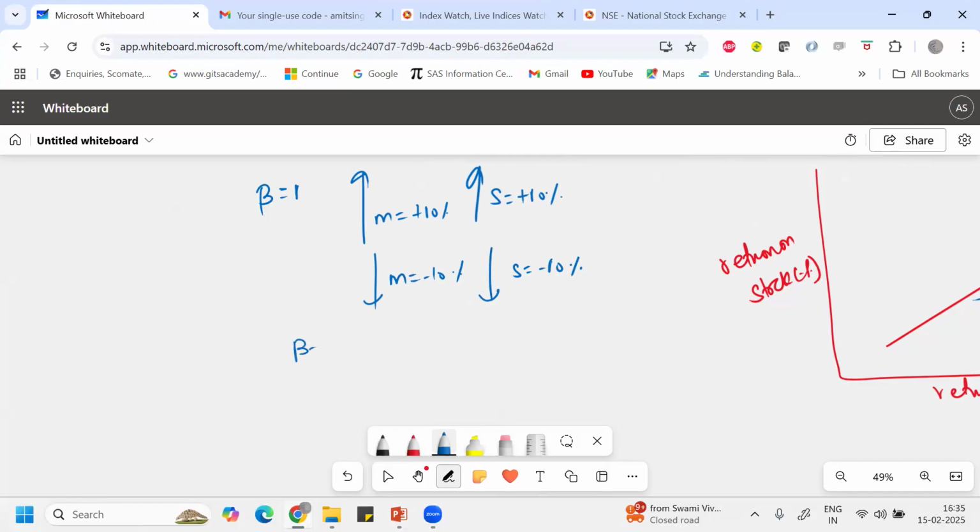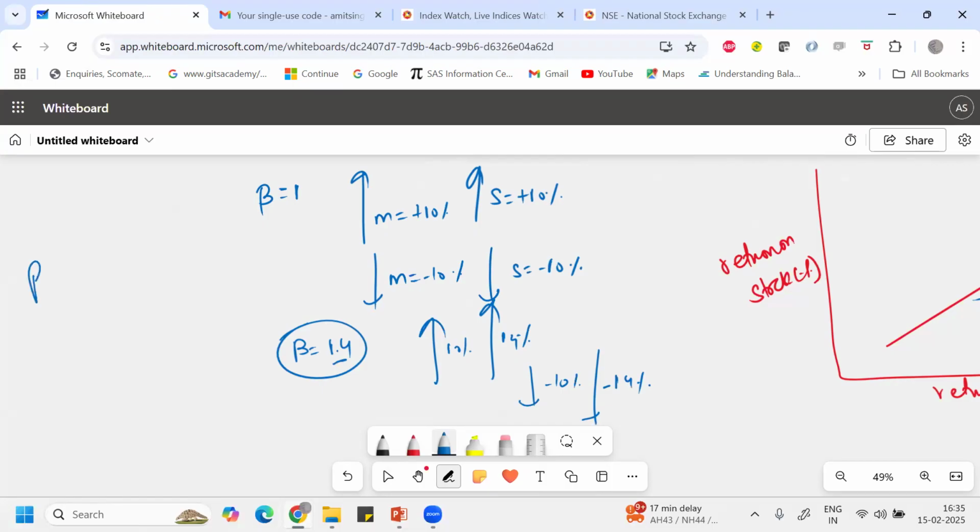If any stock has a beta more than 1, maybe 1.4, it is considered a risky stock, because when the market goes up by 10%, the stock goes up by 14%. When the market falls by 10%, the stock falls by 14%. So any stock which has a beta more than 1, you can consider as a risky stock. Vice versa, in the case when the stock has a lower beta.